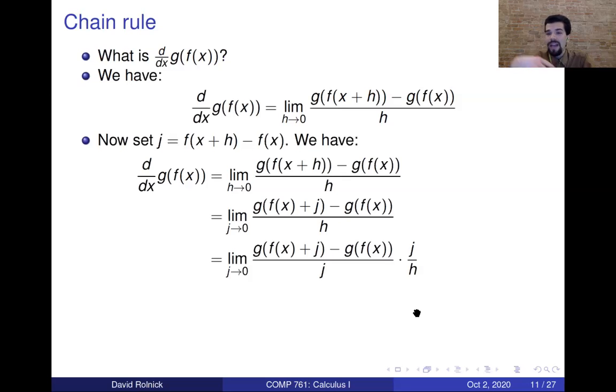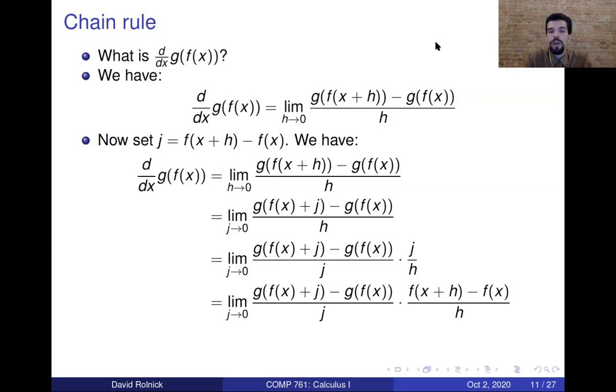Just like we can add something and subtract it, we can divide by something and then multiply by it. So we're going to just divide this by j. So we get the derivative of g, or something that looks like the derivative of g, and then we're going to have j over h. But if we go back to what j was, well, j is just equal to f of x plus h minus f of x. So here we have the derivative of g applied at f of x, and here we have the derivative of f. So this is the derivative of g at f of x times the derivative of f at x.